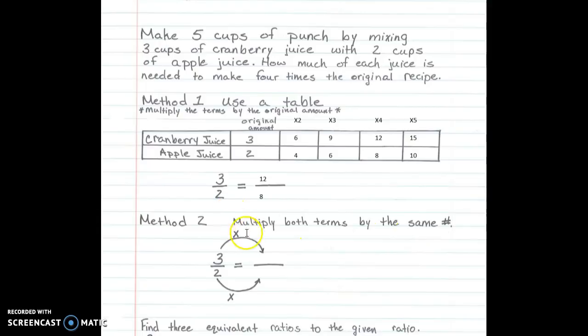How else could we do this? We could have 3 times 4. Oh, it's not showing up. 3 times 4 and 2 times 4. And multiply over. So, 3 times 4 is 12, and 2 times 4 is 8. We got the exact same thing.